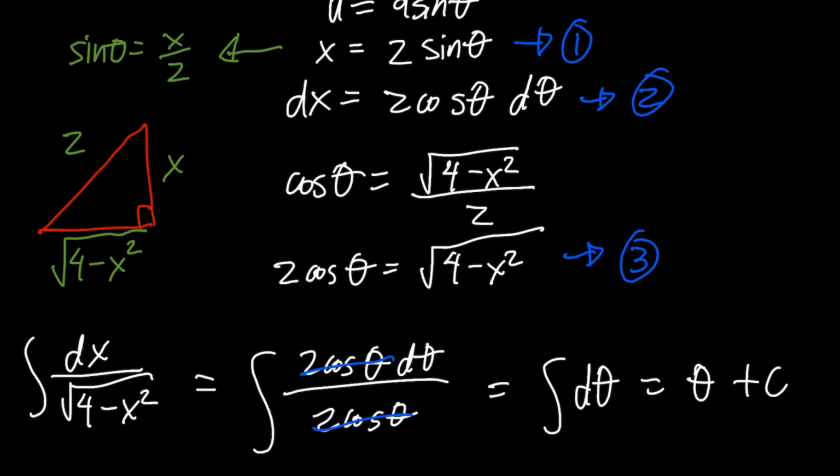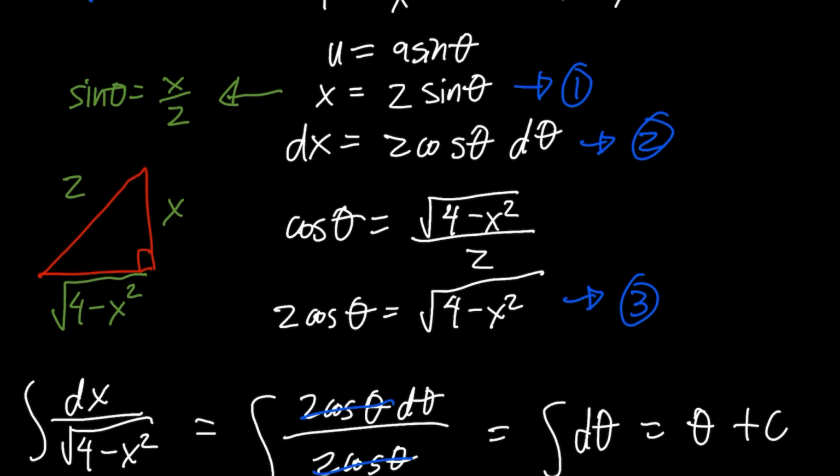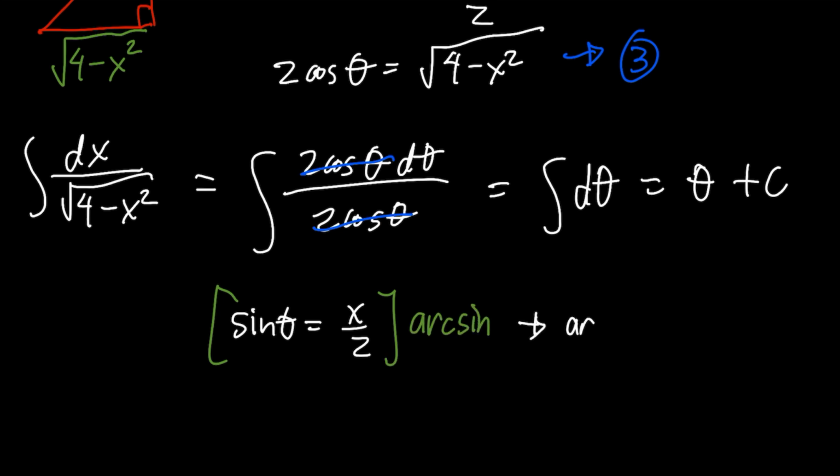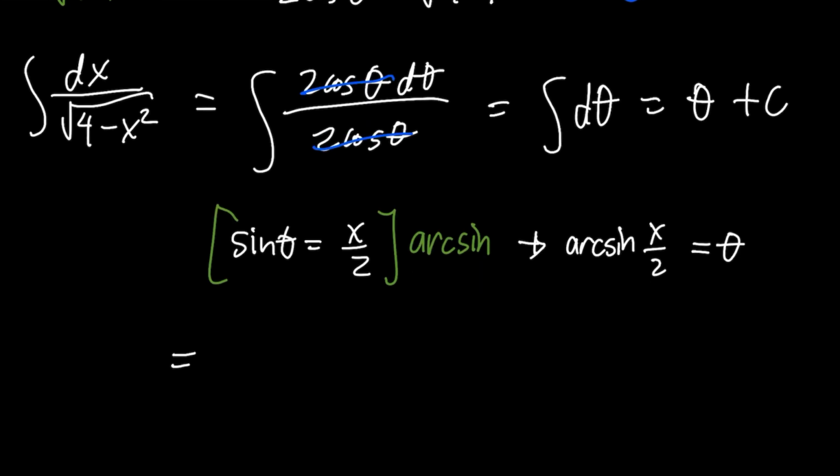But we need to rewrite theta in terms of x, okay? So how do we get that? From this original equation here, sine theta is equal to x all over 2. So let me just rewrite it here. We're going to multiply both sides of the equation by arc sine. So we'll have arc sine of x all over 2 is equal to theta. So we can rewrite our final answer as arc sine of x all over 2 plus c.